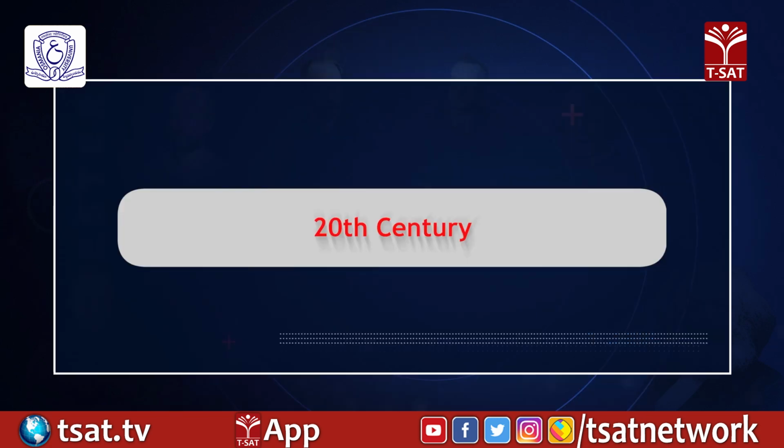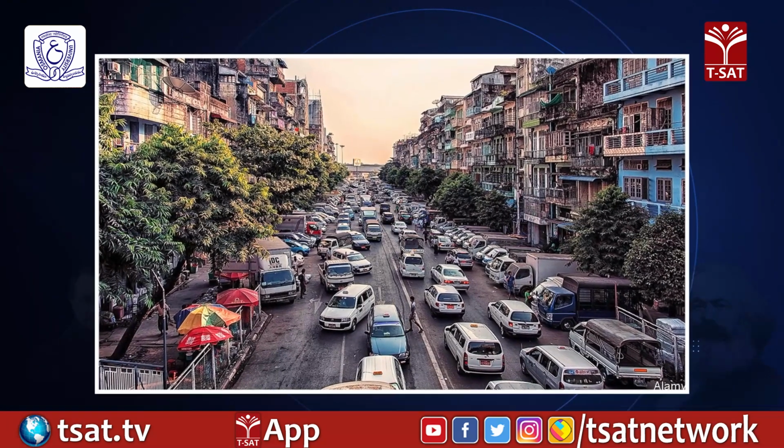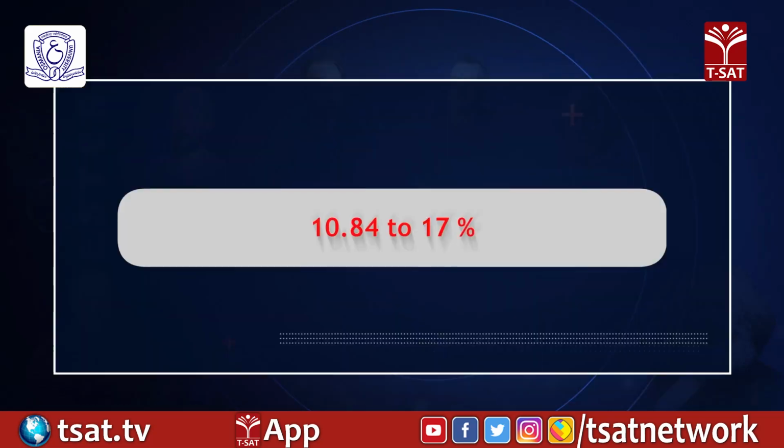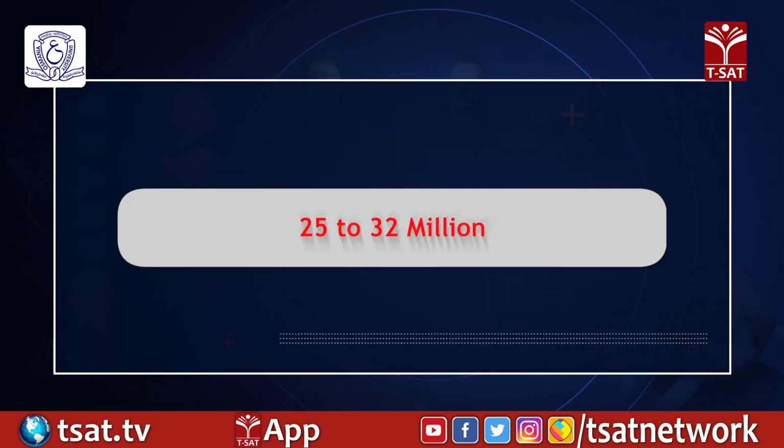During the first half of the 20th century, the process of urbanization was slow, registering an increase in the level of urbanization from 10.84 to 17%. On the other hand, the urban population increased 2.5 times, that is, it increased from 25 million to 32 million.